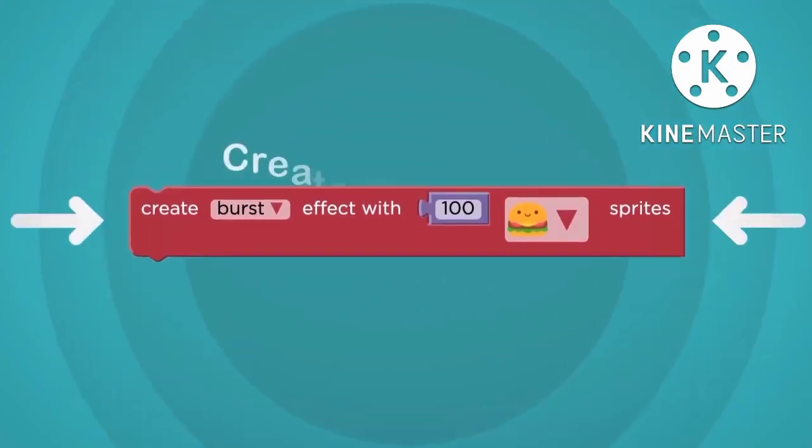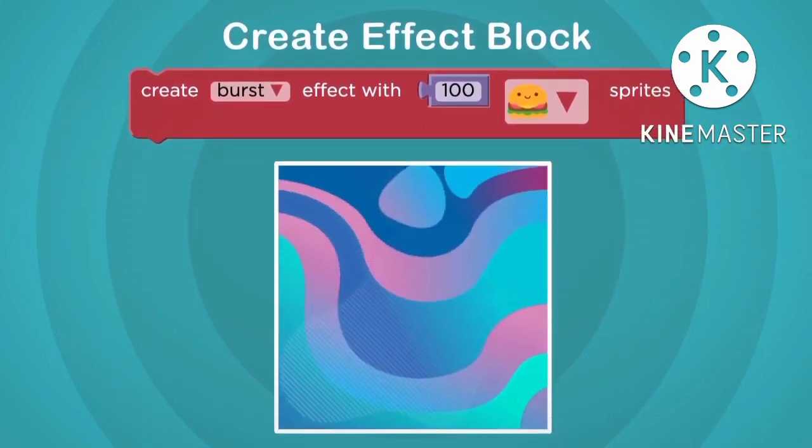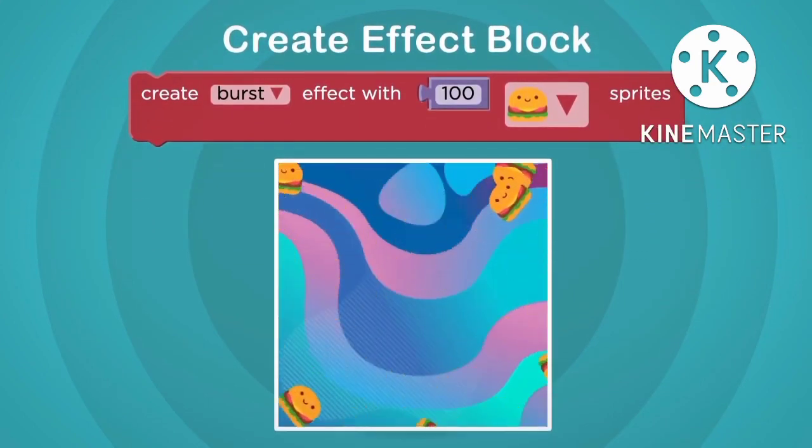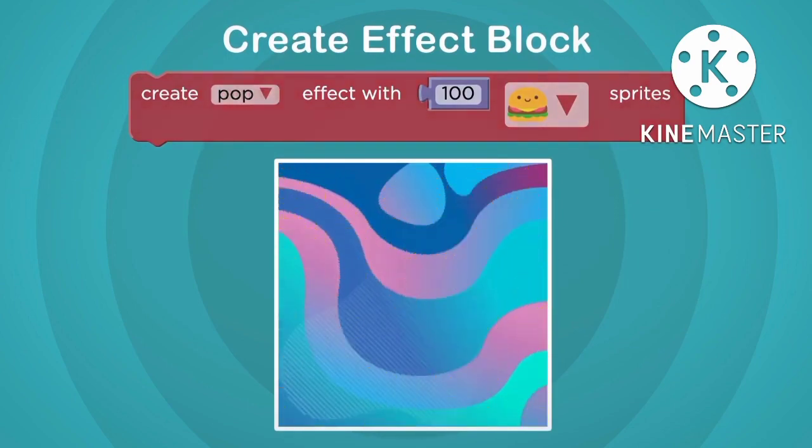Look for the Create Effect block. This powerful block can be used to make a whole bunch of sprites that burst, or pop, or rain on command. Have a look around and try experimenting with these new blocks and features.